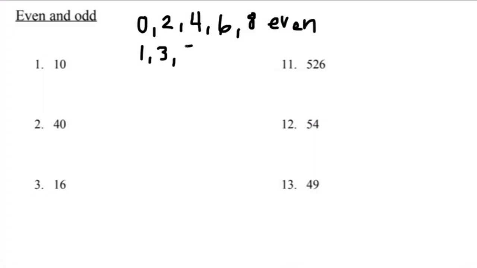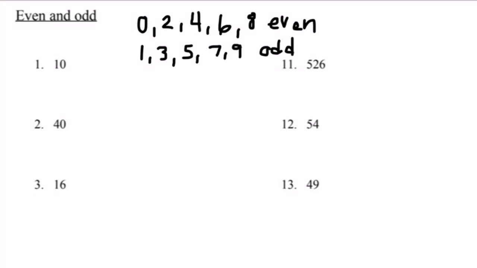Is even and odd numbers, and it's asking us to identify whether the number is even or odd. But before we get started, let's list out the even and odd numbers. We know that the numbers 0, 2, 4, 6, and 8 represent even numbers. The numbers 1, 3, 5, 7, and 9 represent our odd numbers.